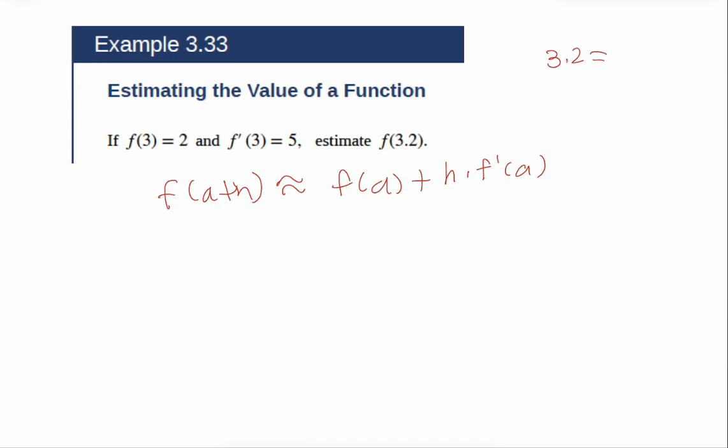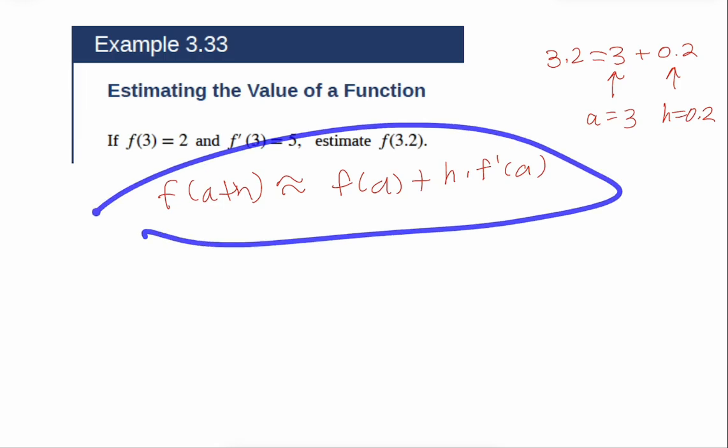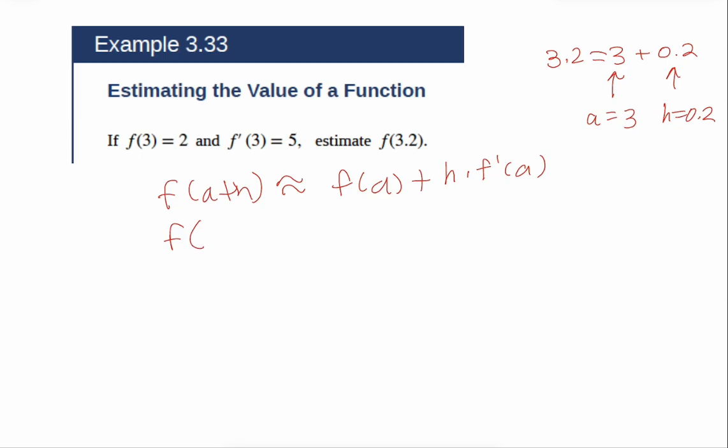Okay, so we need to determine what's our a, what's our h. Well, 3.2, you might agree, is 3 plus 0.2. So we're going to call our a 3, and we're going to call our h that small amount we've added on. Now let's plug the a's and the h's in. So f of 3 plus 0.2 is approximately f of 3 plus h, which we called 0.2, times the derivative at 3. All I did was take out the a's and put in 3's, and take out the h's and put in 0.2.